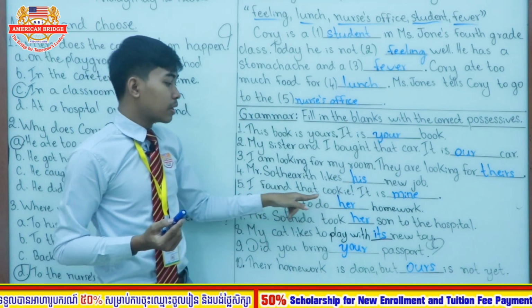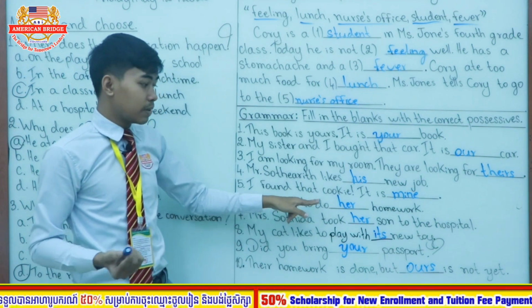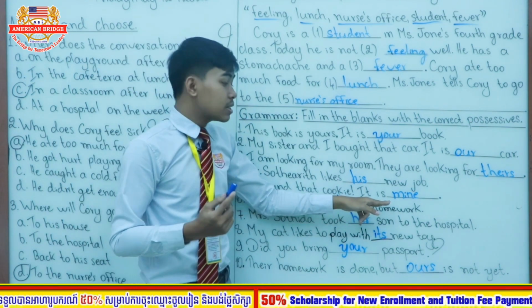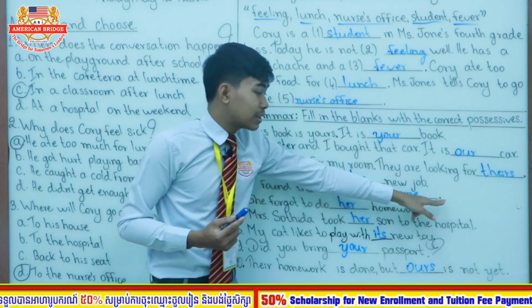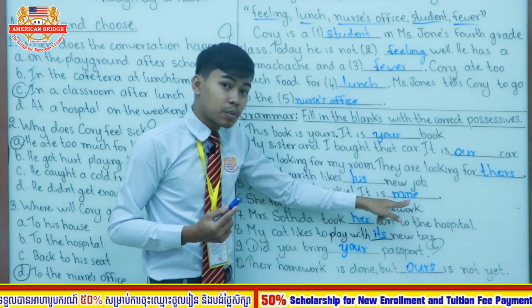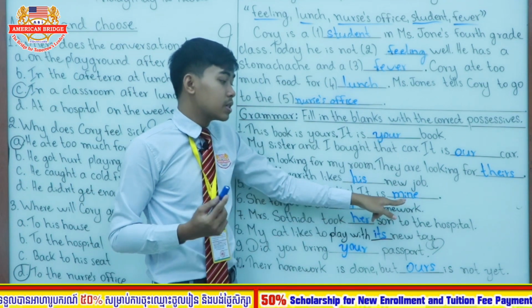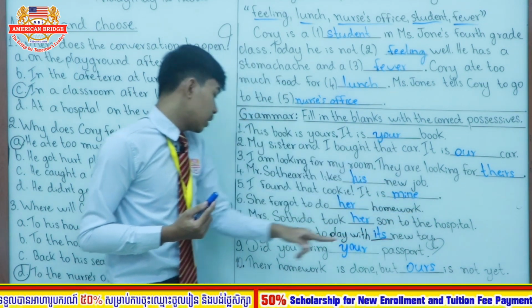Let's go to number 5. I found that cookie. It is mine. The reason that we use the possessive pronoun is because what? There is no noun here. So we have to use the possessive pronoun. We can only use a possessive adjective if there is a noun here.